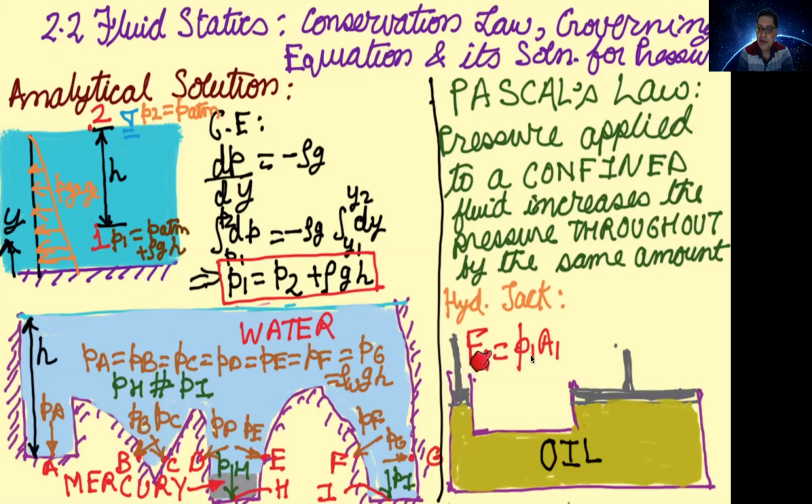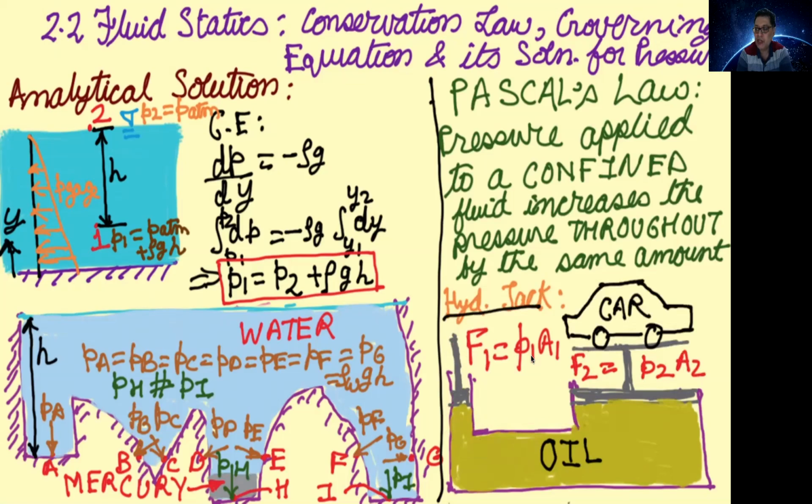Although this force F is relatively small, and with this you increase the pressure by a small amount, because that pressure gets transmitted throughout the fluid, even this small amount of pressure, when it gets transferred here and you multiply by the much larger area, leads to a much larger force. So by applying a smaller force and a smaller pressure, you can transmit a much larger force, and that can even lift a car. That's the principle used in a hydraulic jack.